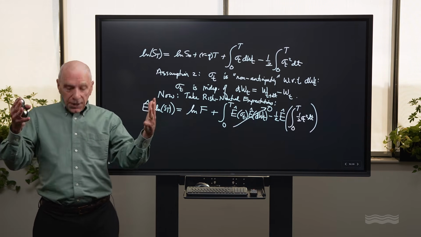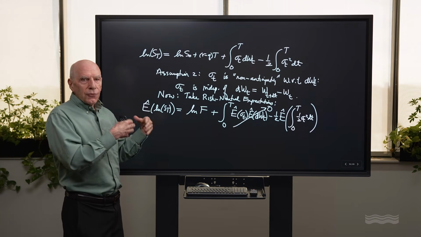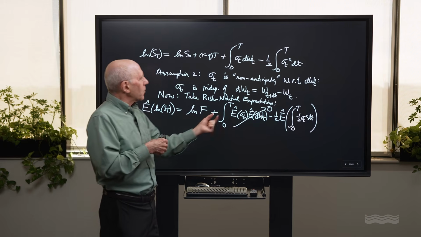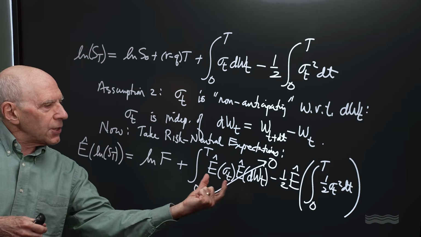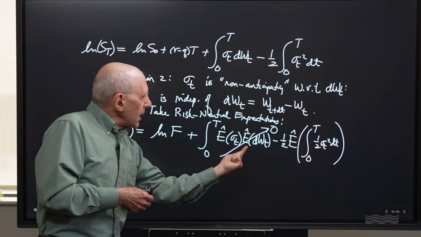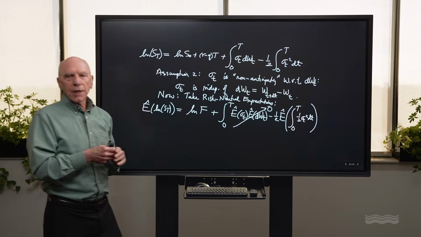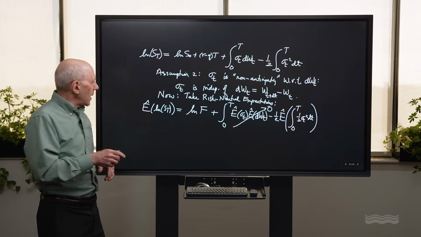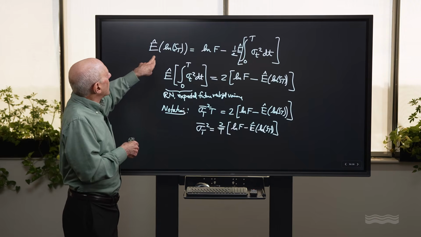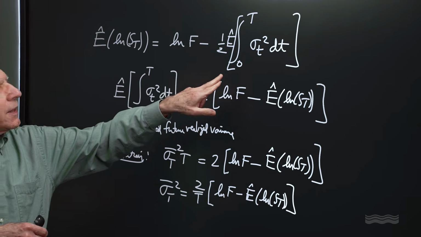Now, again, this is something you could argue with. But it's not crazy to assume this. And since it's not crazy, it gives us an avenue for simplifying the result here. And you can see what happens. Once these are independent, the expectation of the product is the product of the expectations from basic probability. And the expectation of Brownian motion is 0. So this whole integral disappears under this assumption. And now we have this beautiful formula. E hat of log ST is the log of the forward minus 1/2 the expectation of this integral.